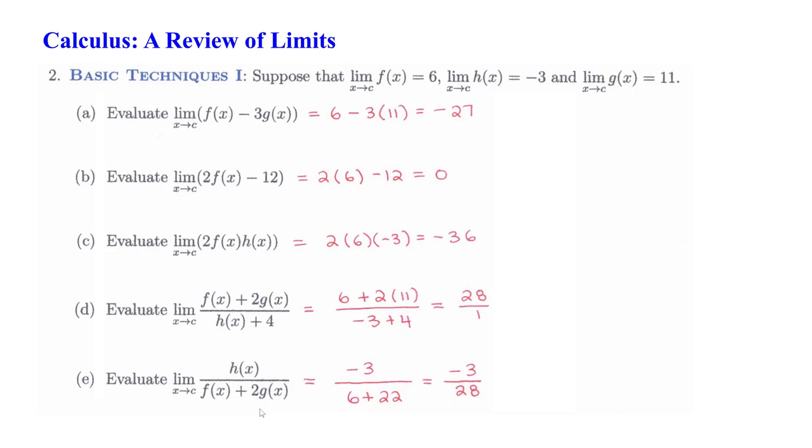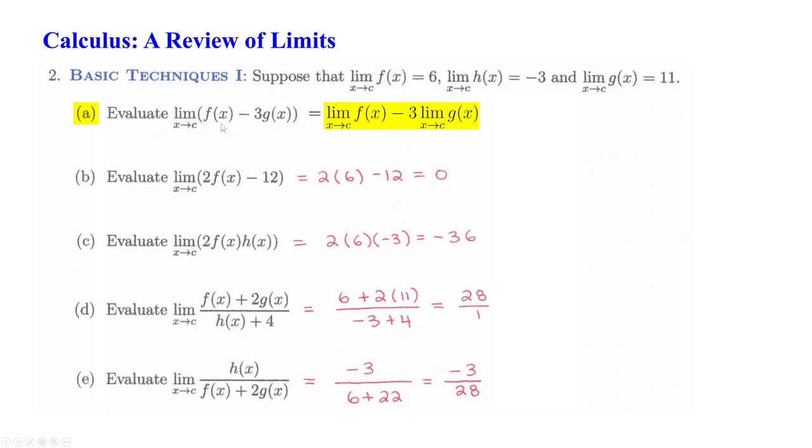Now, abstract basic techniques. So we have 3 functions, f, g, and h, each of which has a limit at the value c. The limit as x goes to c of f of x is 6. The limit as x goes to c of h of x is minus 3. The limit as x goes to c of g of x is 11. So we want to evaluate each of these various limits, and we know the limit of the difference is the difference of the limits, so we can simply evaluate the limit of each piece separately.